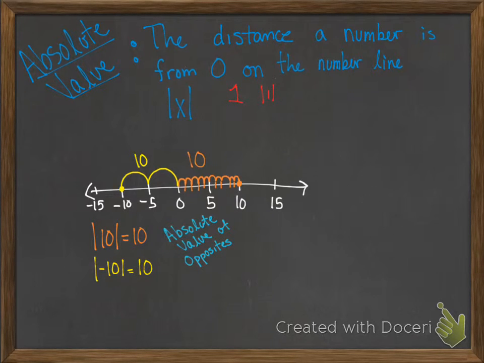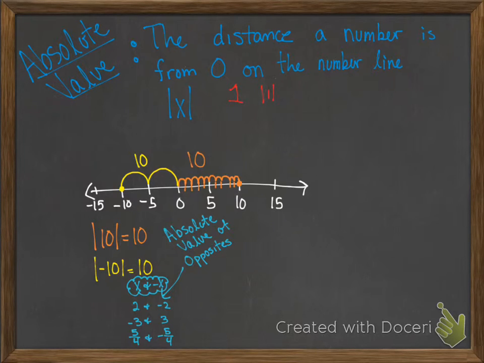So the last part of absolute value is the absolute value of opposites, and I picked 10 and negative 10 on purpose because they're examples of opposites, all right? So here are some examples: 2 and negative 3 and 3, 5 over 4 and negative 5 over 4, all right? So the opposites are just a number and then the negative version of that number. So if you take the original number and multiply it by negative 1, you get the opposite, okay? So x and negative x, okay?